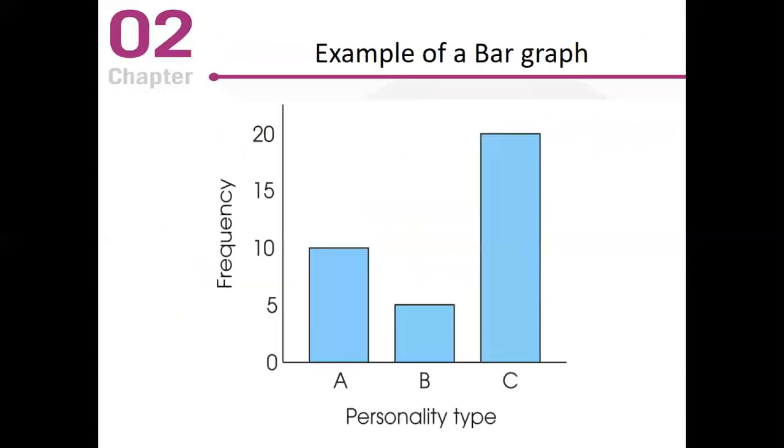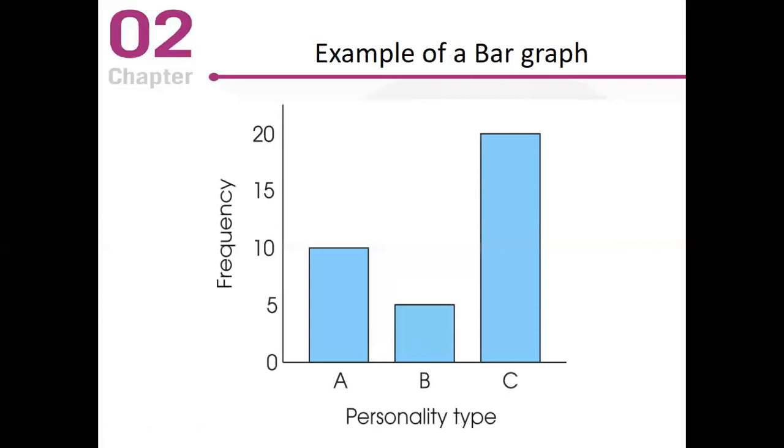Okay, here is a bar graph showing the frequency of personality types. So maybe I took a sample of students and I gave out a personality test, and 10 students were classified as type A, 5 as type B, and 20 as type C. Okay, different types of personality. We have spaces between the bars to indicate that we are in fact talking about different types. As usual, frequency stays on the y-axis.